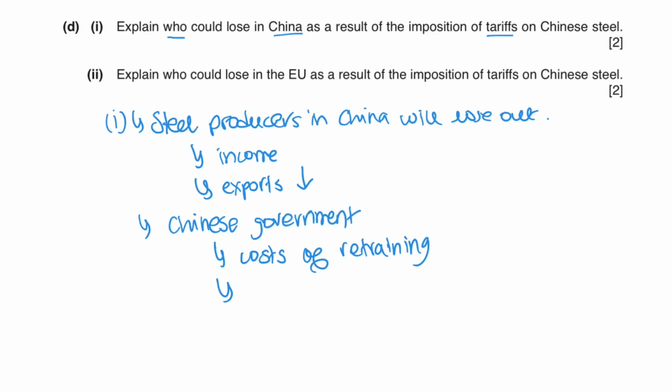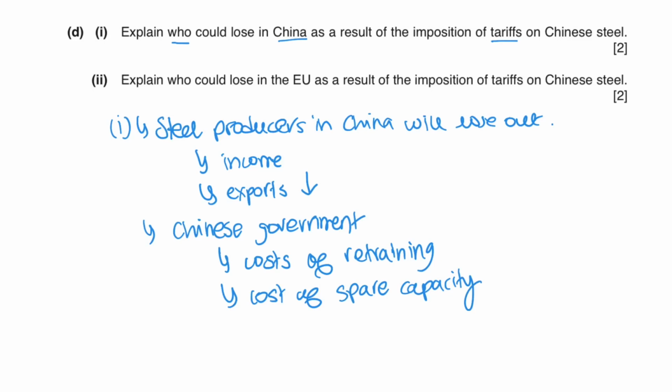Also, there's the cost associated with the spare capacity, because in the passage it talked about how there's a lot of spare capacity when it comes to steel, and now especially so because of the demand for steel falling. You can also talk about other supporting industries that use steel and how they will suffer as a result of the steel industries going down. So it can have a spillover effect on other industries as well. But if this is a 2-mark question, you don't need to go into too much detail. So pick wisely which one you would like to talk about.